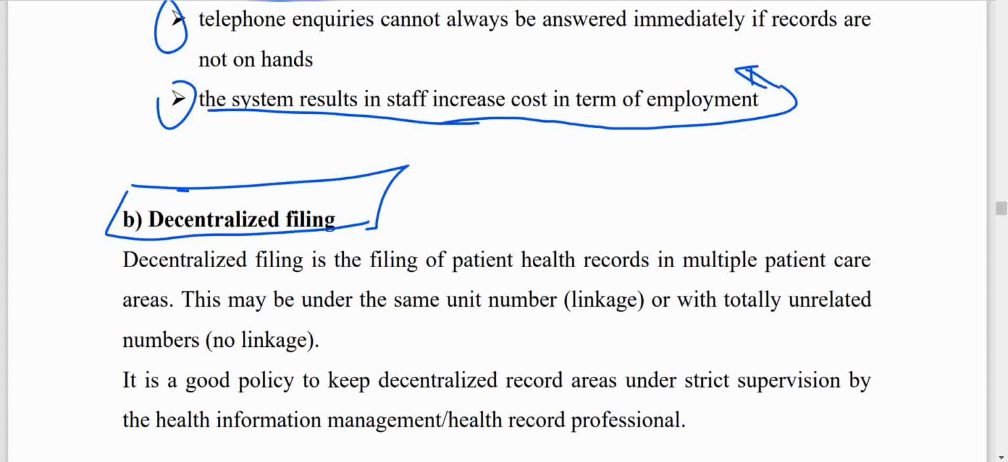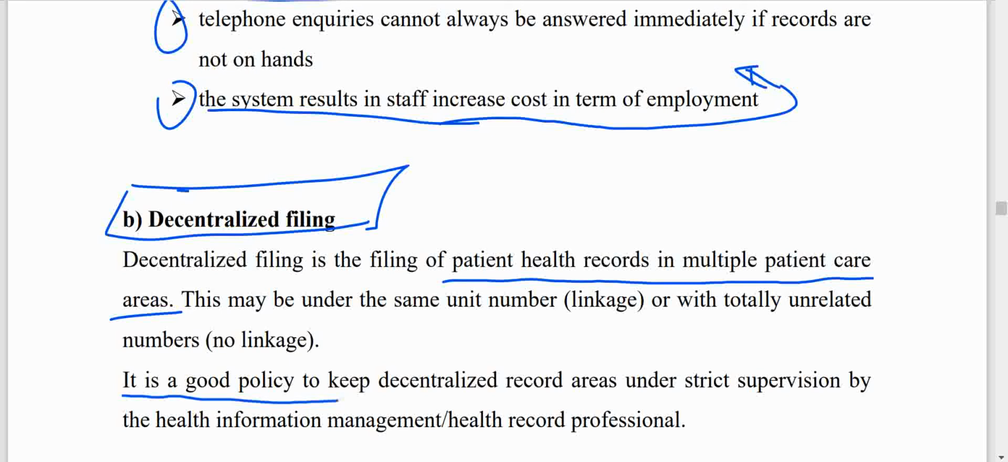So we say decentralized filing is the filing of patients' health records in multiple patients' care areas. The multiple patients' care areas would be outpatient units, inpatients, emergency, ambulatory care units, all of that. So each and every department, whenever they see the patient, keeps their own records there.